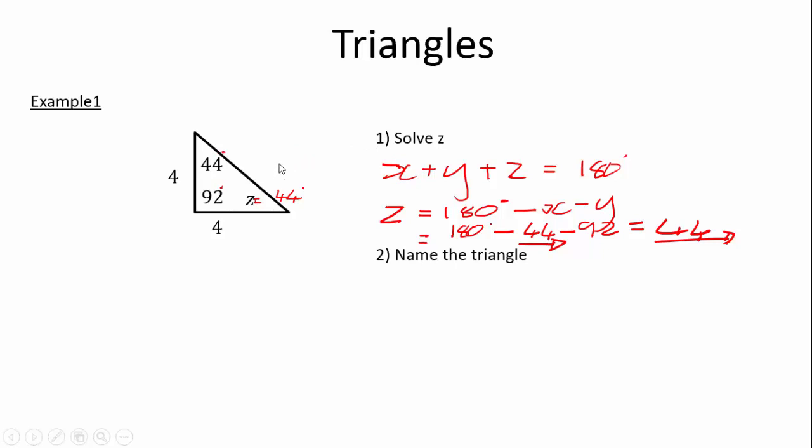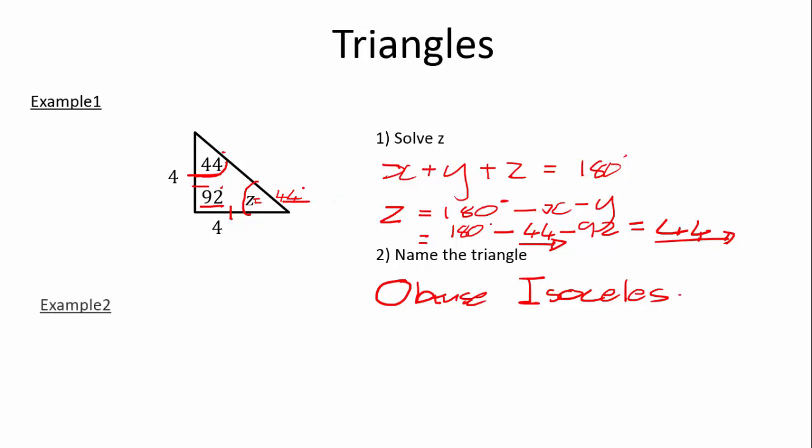Let us name the triangle. What would the name of this triangle be? So we can already see that there are 2 angles that are equal, but one angle is definitely more than 90 degrees. So this is obtuse. What kind of triangle is it if 2 lengths are equal, 4 and 4? This is an obtuse isosceles triangle. Okay, let's look at another example.